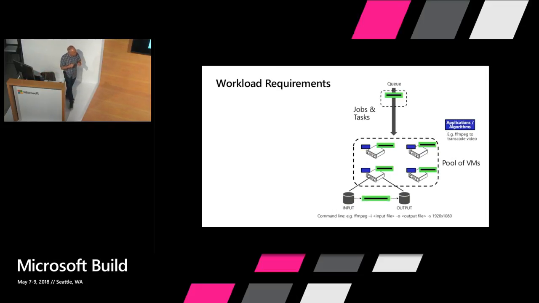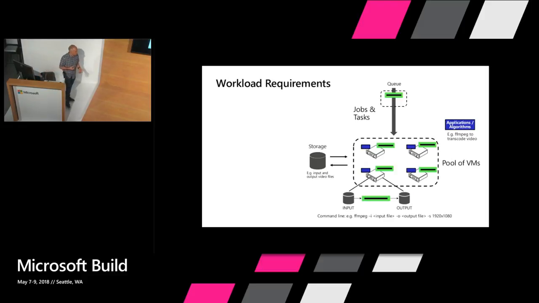So just to really highlight, the unit of execution here in Batch is really just whatever you can run on the command line in the VM. So you don't need to repackage your application. As long as it'll run on the command line, like FFmpeg here, take an input file, produce an output file, and some other parameters on the resolution. In this particular example, you can use that and specify that in Azure Batch.